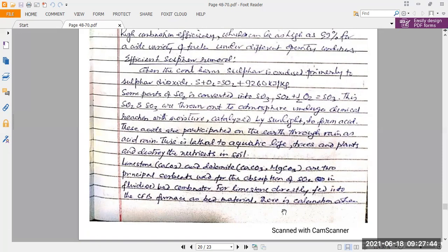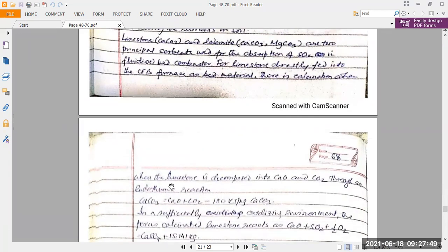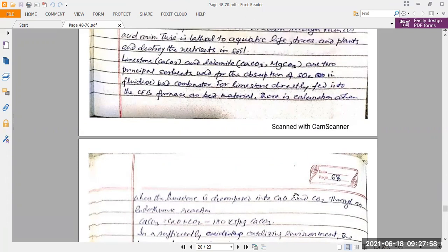Now, there is a calcination when the limestone is decomposed into CaO and CO2 through an endothermic reaction. So we use limestone and dolomite, CaCO3 and MgCO3 plus CaCO3, as the two principal solvents, used for absorption of SO2. These are kept in the fluid-bed combustion, and limestone is directly fed into the CFB furnace as bed material.